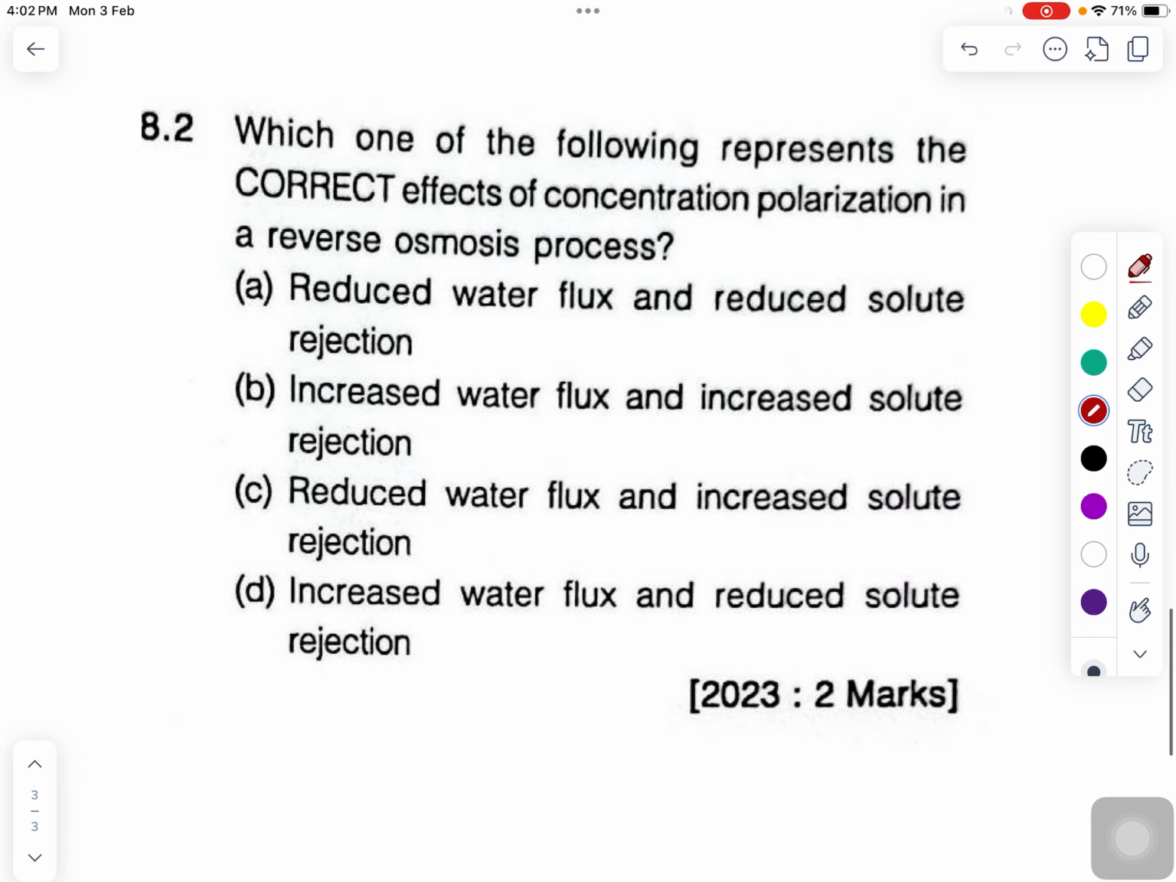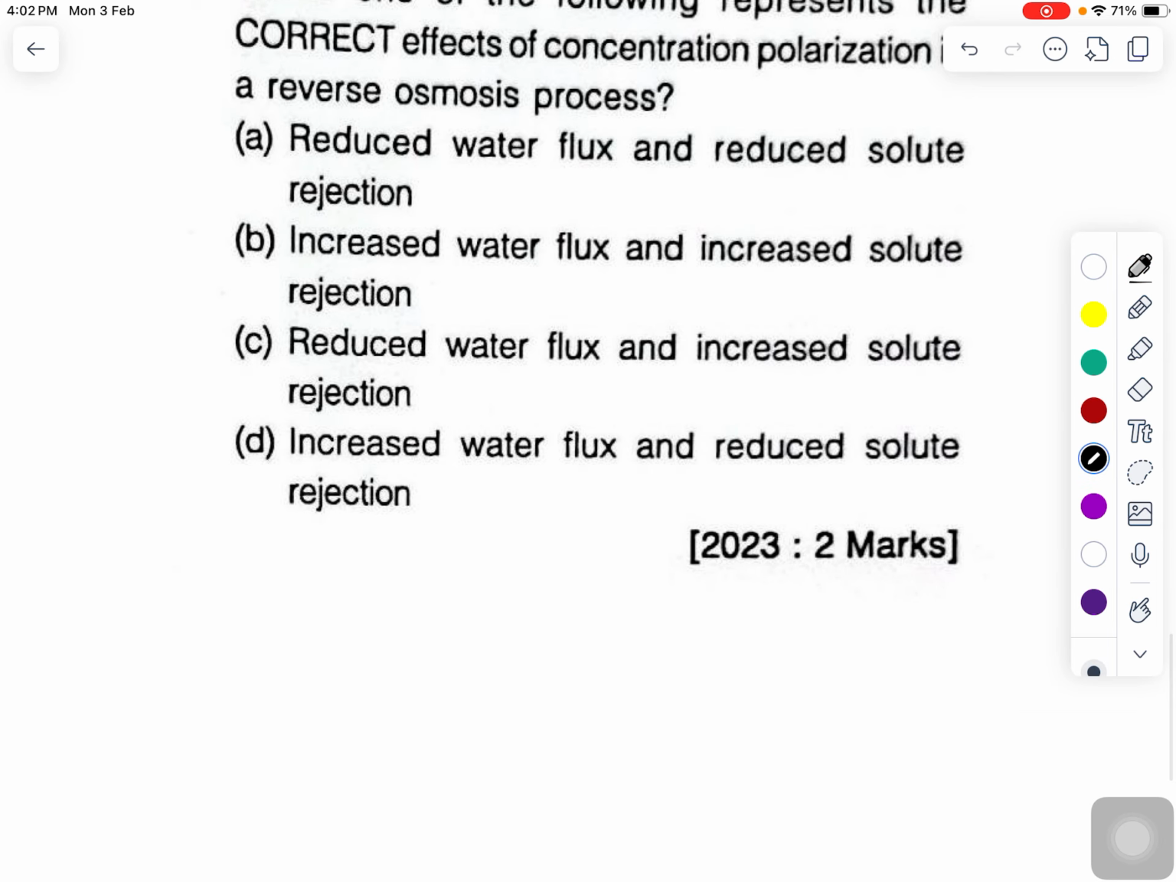Already I have discussed it. The next question says, which one of the following represents the correct effect of the concentration polarization in the reverse osmosis? When we talk about concentration polarization, what will happen? Let's say this is the semi-permeable membrane, and the solvent is moving. This solute is getting deposited on the surface of the membrane, and due to this the flux will get reduced. The water molecules that were moving from this side to this side will move less compared to the earlier condition, due to the concentration polarization of the solute molecules.